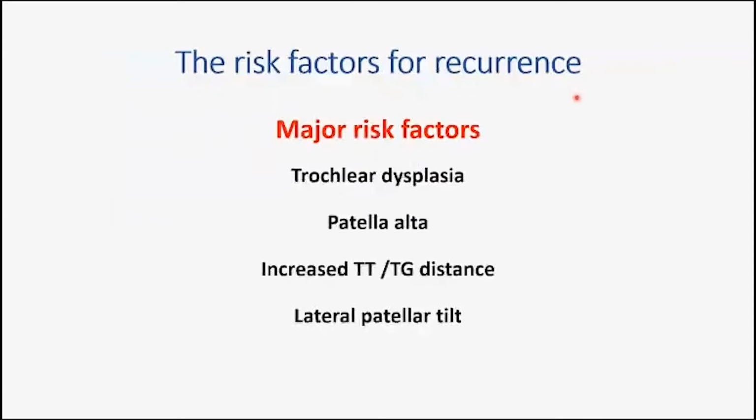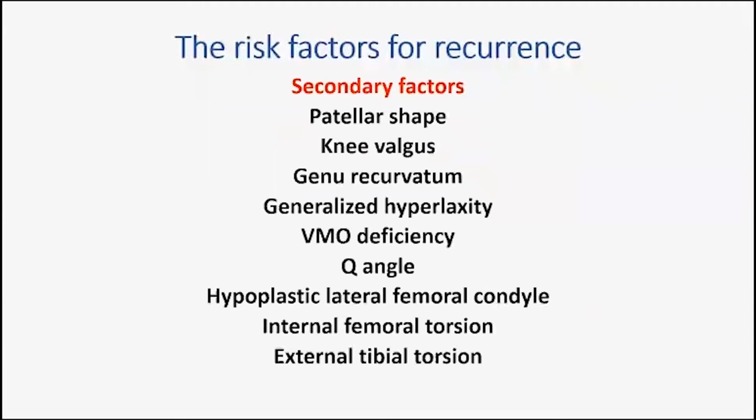We have major risk factors which are highly associated with recurrence: trochlear dysplasia, patella alta, and increased TT-TG distance, which means lateralization of the tibial tuberosity, and lateral patellar tilt. The other risk factors for recurrence are less important and include knee valgus, genu recurvatum, generalized hyperlaxity, wide Q angle, and many other things that count toward recurrence. However, they are less important than the major ones.